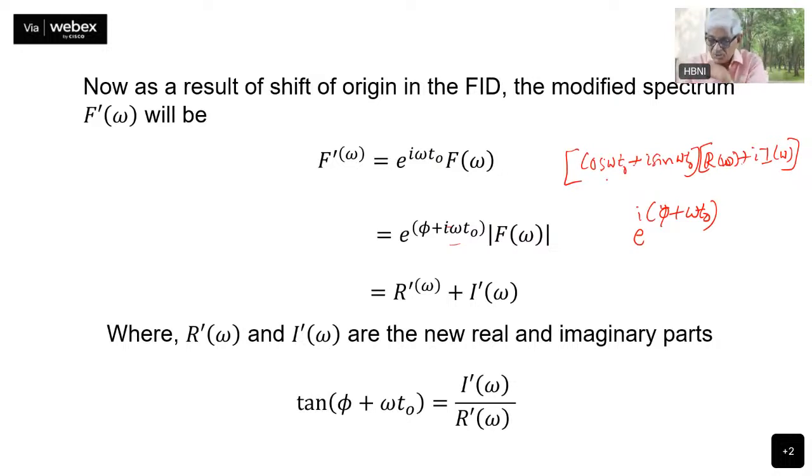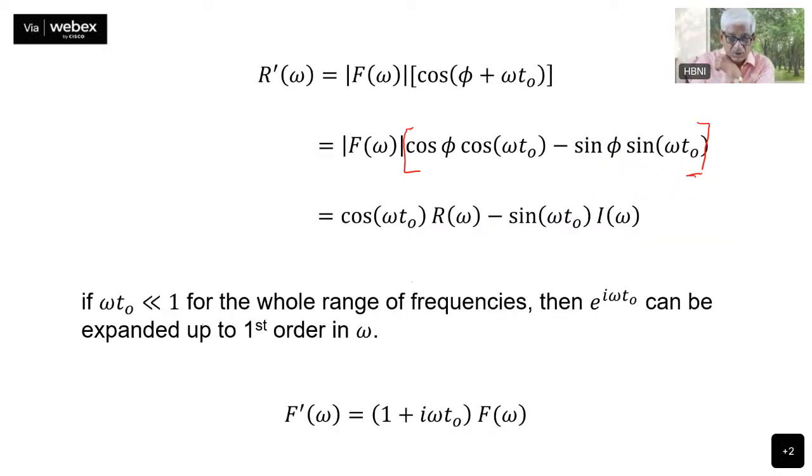Okay, and when you multiply this, you will get a real component and an imaginary component, and that is what is represented here. We are talking about the real component. The real component is cosine omega t naught R omega minus sine omega t naught I omega. So a similar thing will apply for the imaginary component as well.